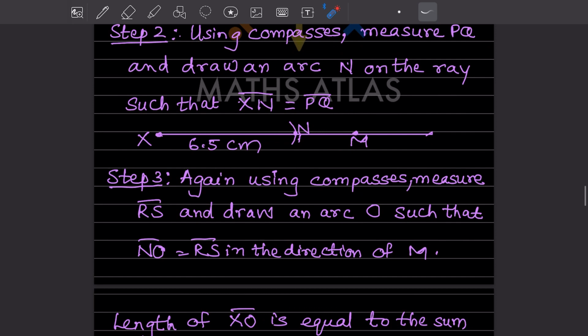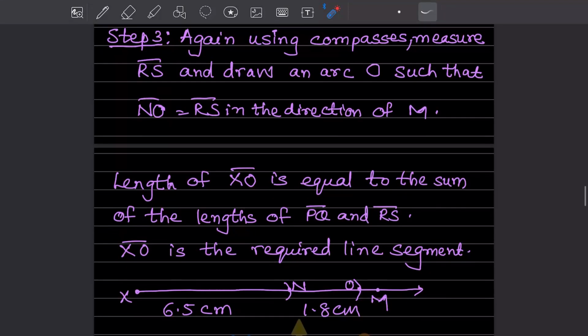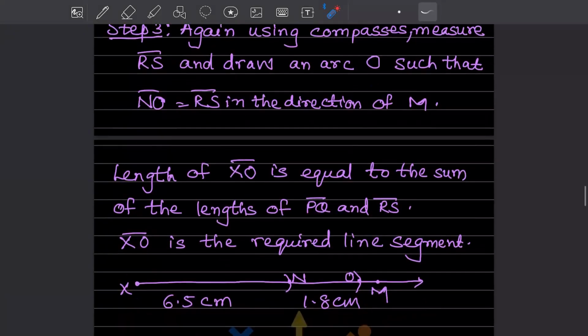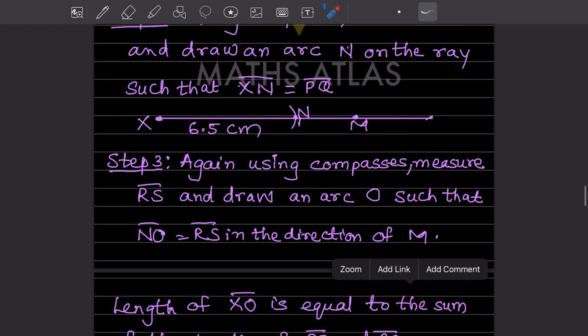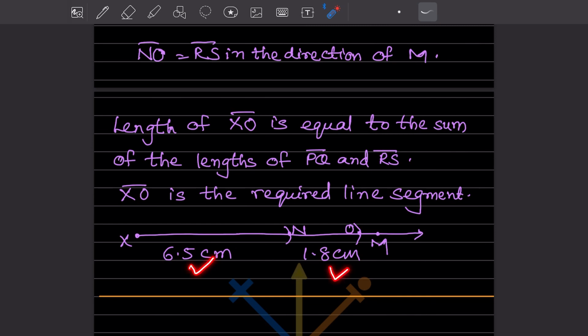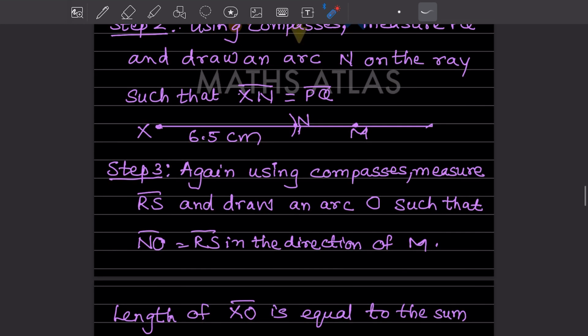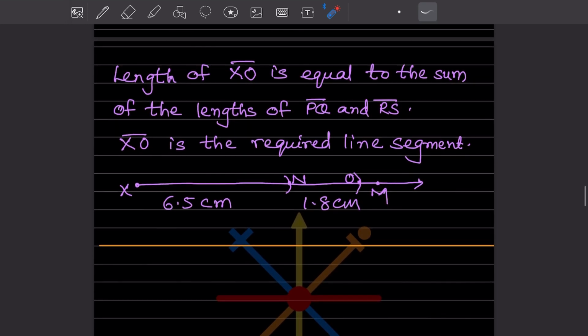We can also call this XO. See here, we can draw another one over here, and we can call this XO. Because we are combining this and this one, we can call this XO. So XO is equal to the sum of the lengths of PQ and RS. So we are adding PQ and RS. This will be 6.5 and this will be 1.8. So you can see the steps, and accordingly you are going to draw it. The steps of construction are given, and accordingly you can draw it in your book.